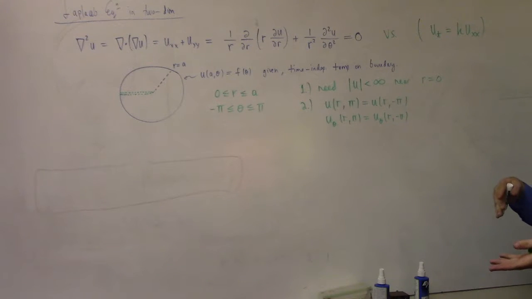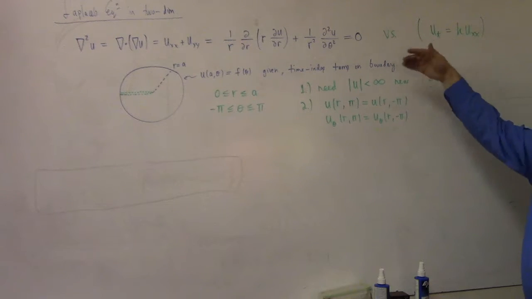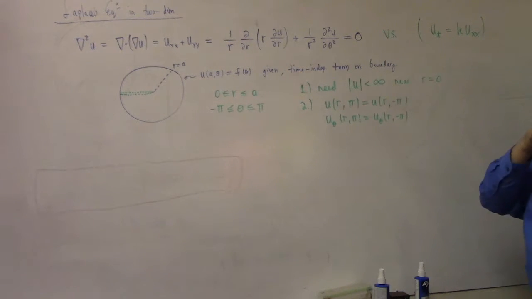This is a two-dimensional problem also. We're trying to find u as a function of r and theta. But this is also quantitatively different because that one had time dependence. This is a time-independent problem. So they're similar in the periodic boundary conditions, but that's about it.